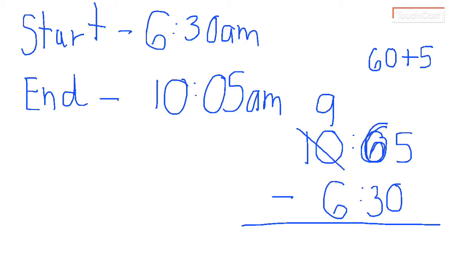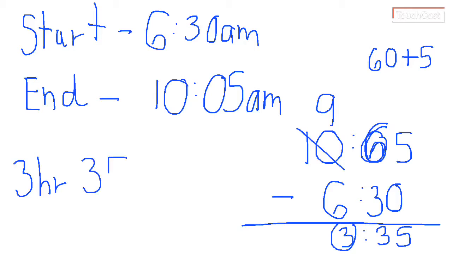So now I borrowed that hour. I can subtract that. 5 minus 0 is 5. 6 minus 3 is 3. And then I have 9 minus 6 is 3. So my end time would be 3 hours, or I already know my end time, I'm sorry, I misspoke. How much time has gone past? 3 hours and 35 minutes.